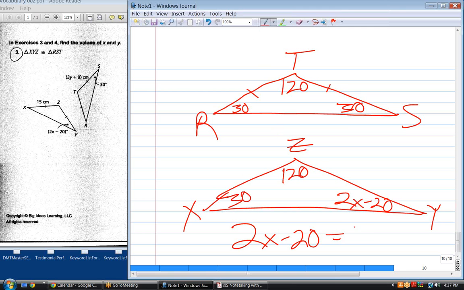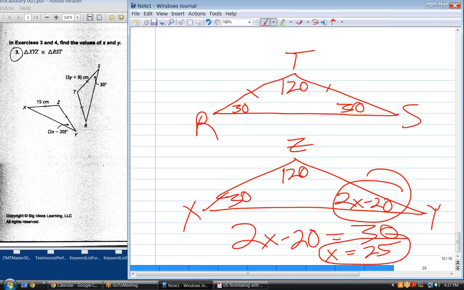2x minus 20 is equal to 30. You solve that algebraically, you get x equals 25. Plug that in, you get a 30-degree angle right there. But the problem said solve for x and solve for y. So we just solved for x. X is 25. And we know that y, this distance here, 3y plus 9 is equal to what?